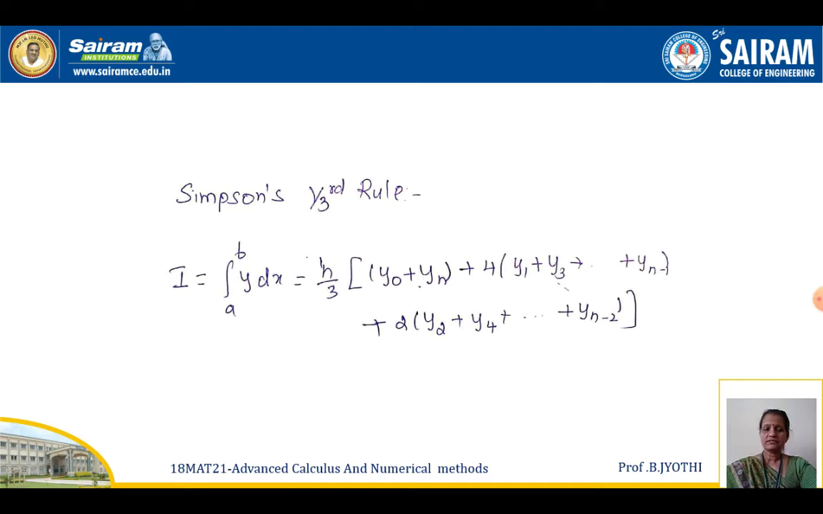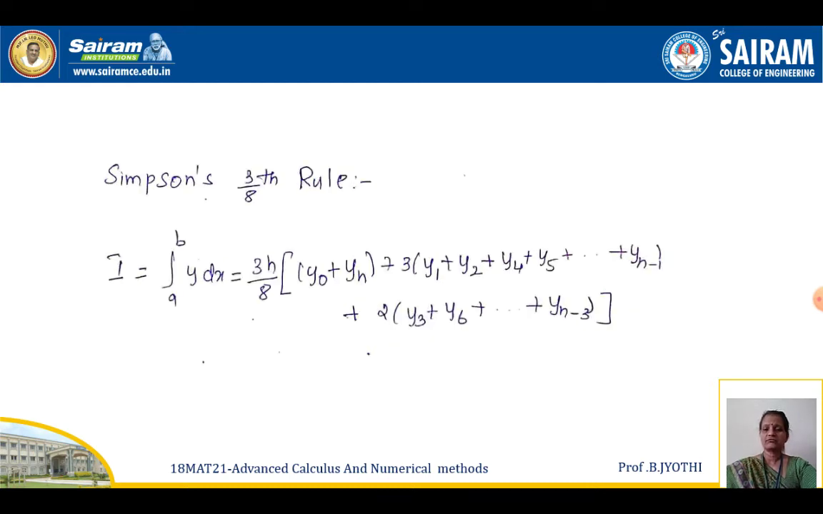Since it is the one-third rule, we multiply with h/3. The first and last terms, that is y0 and yn, are added as the first group. In the second group, 4 times all the odd suffixes are added, that is y1, y3, etc. And all the even suffixes, that is y2, y4, etc., are added and then multiplied with 2.